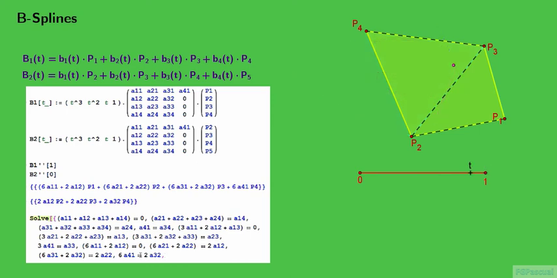In the figure on the right side of the screen, the 4 points are drawn to be distinct, but they don't have to be different points. Watch what happens to the point corresponding to capital B1 when we make P4 the same as P1, P3 the same as P1, and P2 the same as P1. Capital B1 of T ends up being the same as P1. This is true regardless of the value of T. And in particular, B1 of 0 is equal to P1.